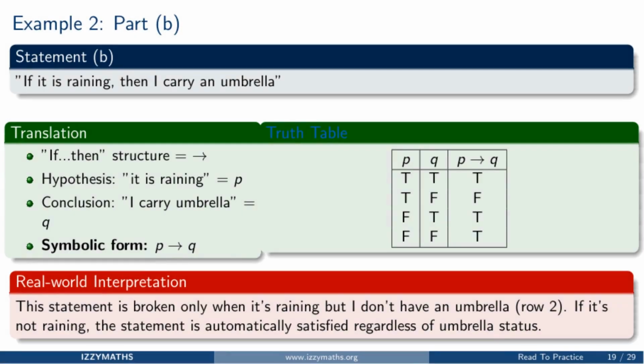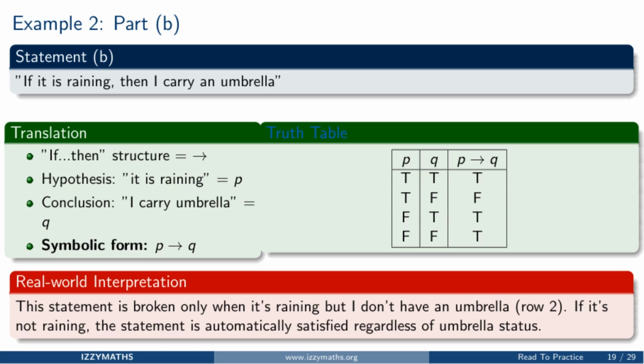For statement B, if it is raining, then I carry an umbrella. The if-then structure translates to implication. The hypothesis, it is raining, is P, and the conclusion, I carry an umbrella, is Q. So our symbolic form is P implies Q. The truth table for implication shows when P is T and Q is T, P implies Q is T. When P is T and Q is F, P implies Q is F. When P is F and Q is T, P implies Q is T. When P is F and Q is F, P implies Q is T.